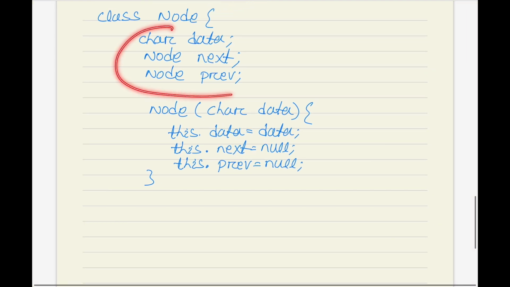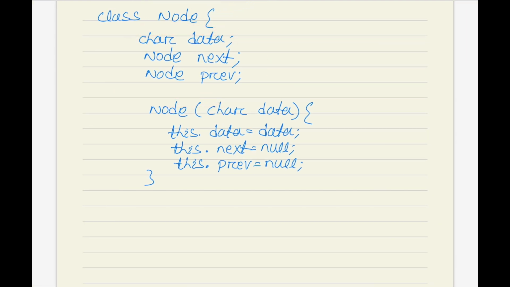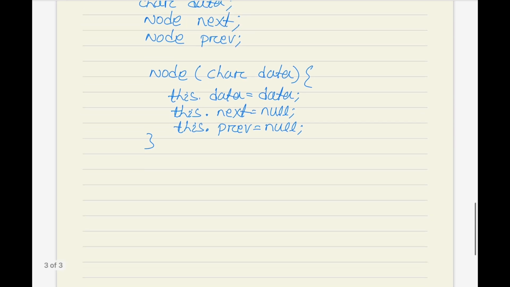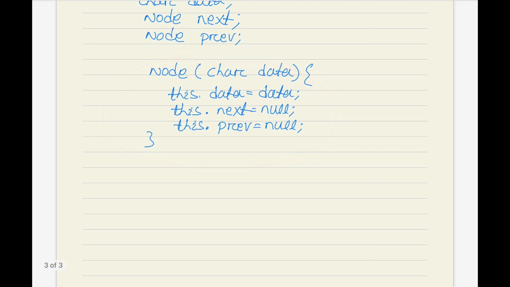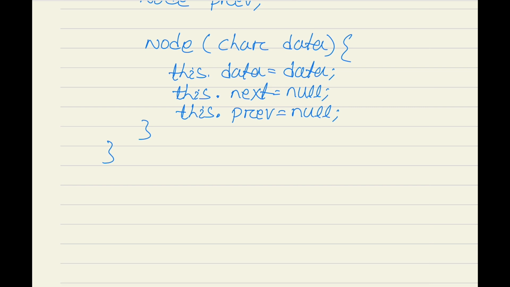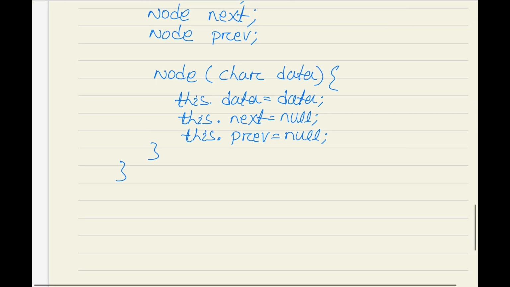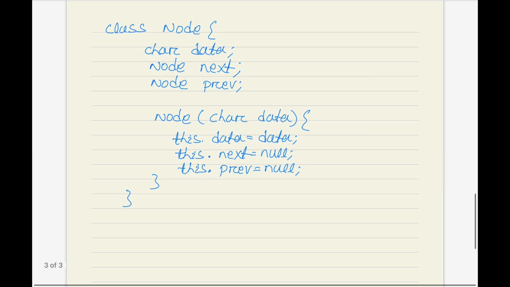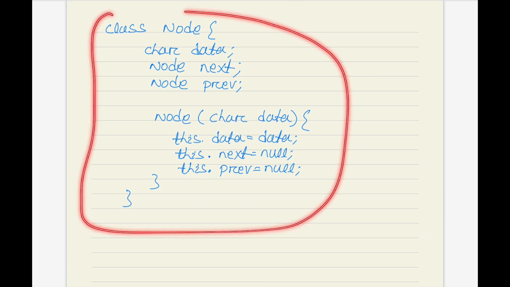So here you can see the node has three members or three attributes. One is data, another one is a reference next, another one is a reference previous. So this is the constructor. Now we can give a curly brace that denotes the end of the class node. So here you can observe this is all about the class node.